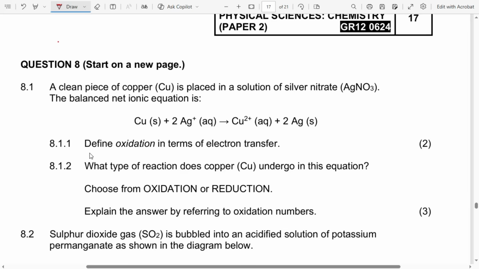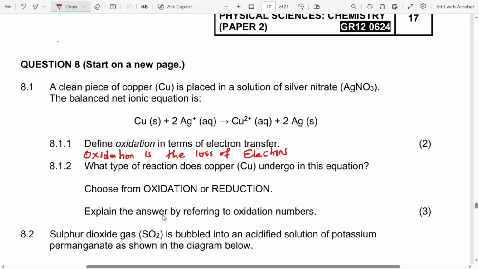So I'm just going to put my definition here and say oxidation is the loss of electrons. Okay, what type of reaction does copper undergo in this equation? Guys, I know this is 3 marks, but I'm going to take my time to answer this one. First things first, you need to write the reaction down, and we can see this is the reaction that we have. So now you choose from oxidation or reduction, then you explain the answer by referring to oxidation numbers.